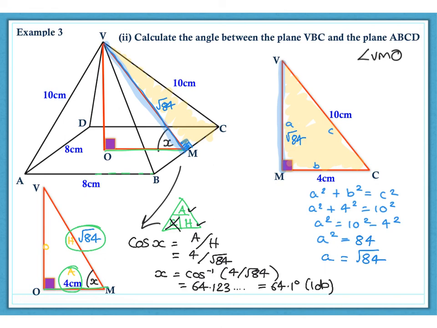So now, to review, you should hopefully be able to calculate the angle between a line and a plane, and the angle between two planes. Remember that trick of dropping down from the highest point back to the ground, and then joining up back to the beginning again to create your right-angled triangle.